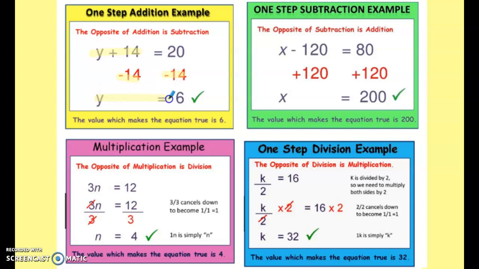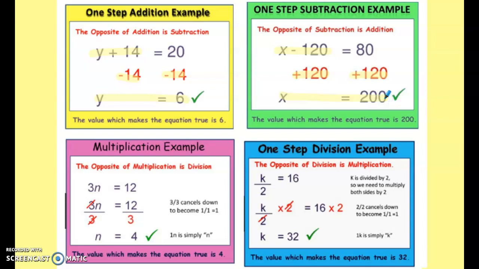And again, the goal of an equation is to get the variable by itself. So our answer here, y, our unknown number, is equal to 6. In the green box, you see subtraction is with the variable, so x minus 120. So again, the opposite operation of subtraction is to add 120 on both sides, and our answer for this one would be x equals 200.